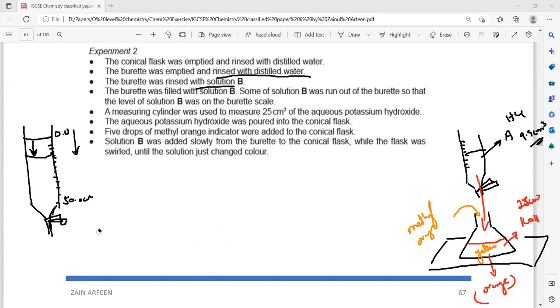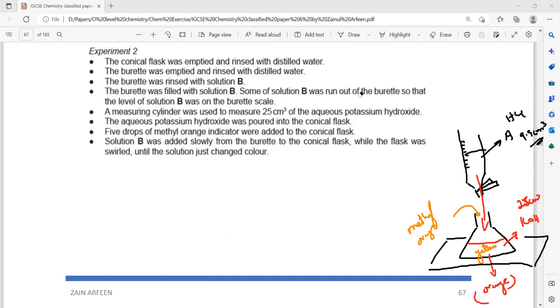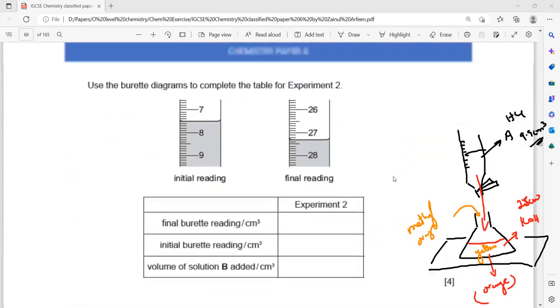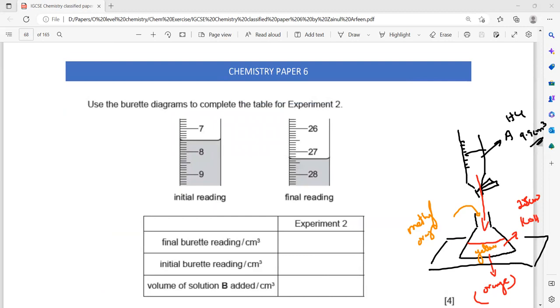Then a burette was filled with solution B. So we did the experiment and filled with solution B, and some of solution B was run out. A measuring cylinder was used to measure 25 cm cube of potassium hydroxide, which was transferred, and a few drops of methyl orange were added, until the indicator shows a color change. What is the burette reading? Use screen annotation to complete.